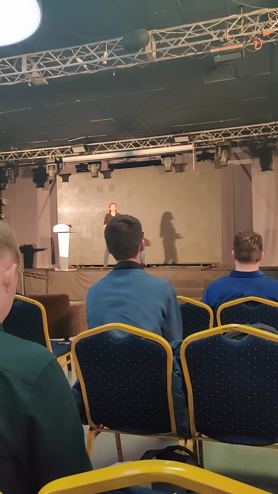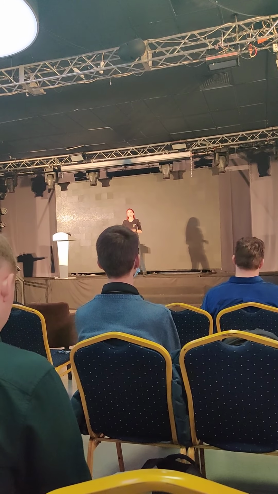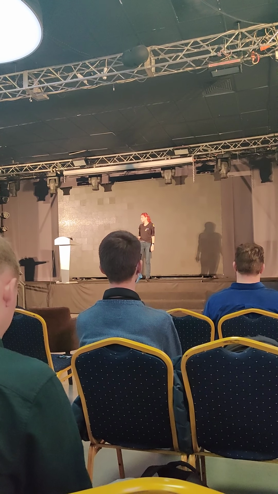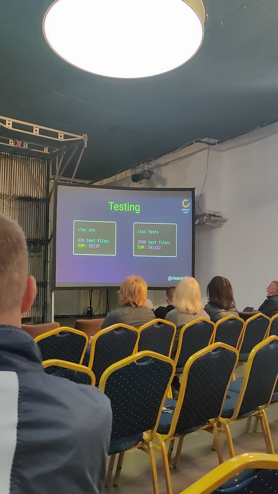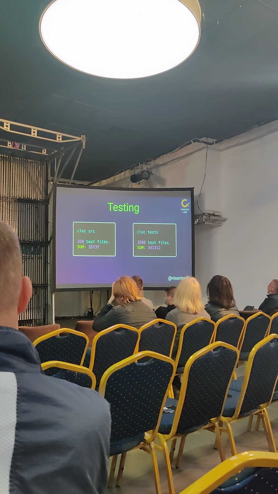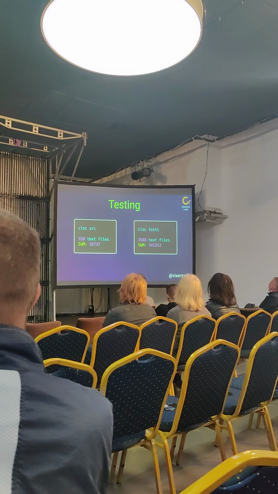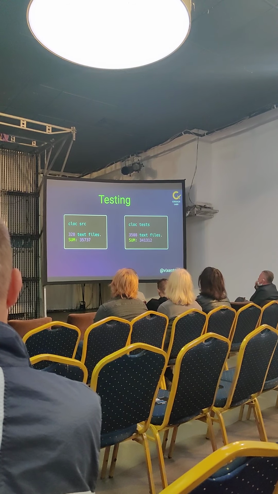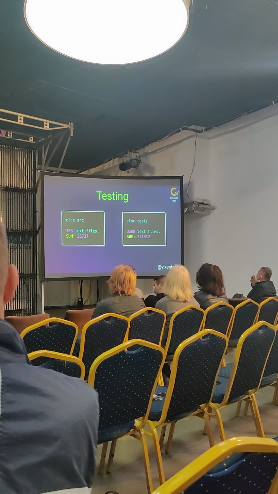200,000, close enough. 10 times more. 10 times more. Who are you? Have you read the sources of Tempest? Yes, 10 times more. 341,000 lines of code, basically 10 times more.